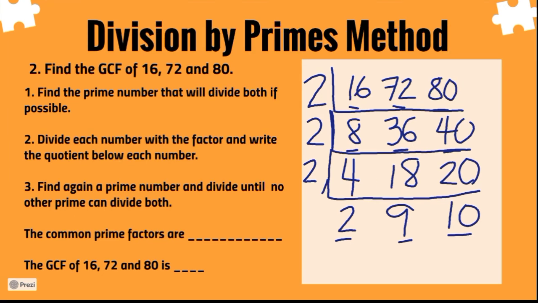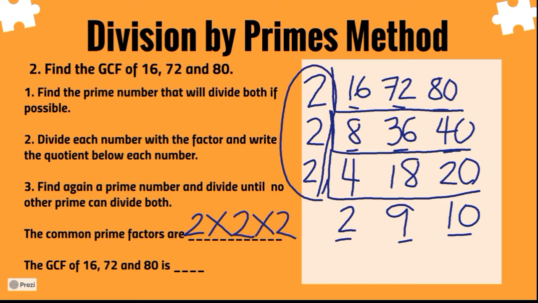Okay, so ang common factors ng 16, 72, and 80, the common prime factors are 2 times 2 times 2. So, itong lahat ng nasa gilid, na nasa left side. So, let's multiply. 2 times 2 is equal to 4 times 2 is equal to 8. So, the highest number or highest factor na pwedeng ihati sa 16, 72, and 80 ay 8. So, 16 divided by 8 is equal to 2. Kung mapapansin ninyo, kapag dinivide natin sa GCF, ang magiging sagot yung nasa bottom part.